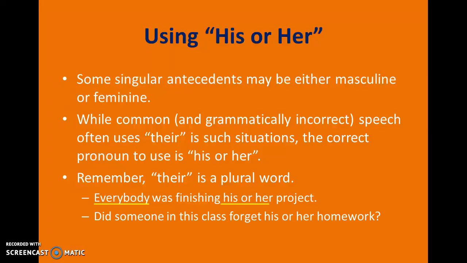So another example sentence would be to say, did someone in this class forget his or her homework? Again, in speech, you would hear a lot of people say, did someone in this class forget their homework? But because our subject is someone, that means one individual person. So one individual person could not possibly have the homework of multiple people, which is what your sentence would be suggesting if you were to use their. So again, in order to connect the singular subject with a singular pronoun, a singular antecedent, you would say, did someone in this class forget his or her homework?